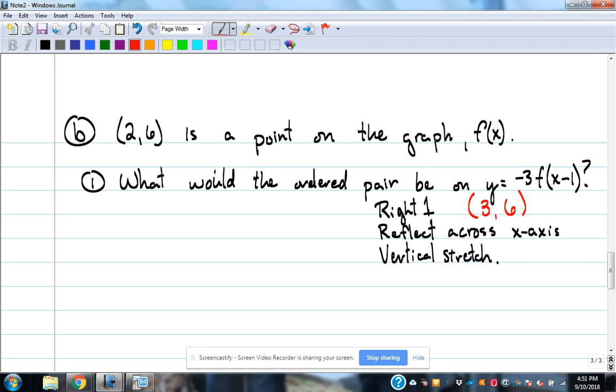This says reflect that across the x-axis. What does reflecting across the x-axis do? So 3, 6 is up here, going down here. So what part gets negative? The 6, not the 3. So that new ordered pair would be 3, -6.